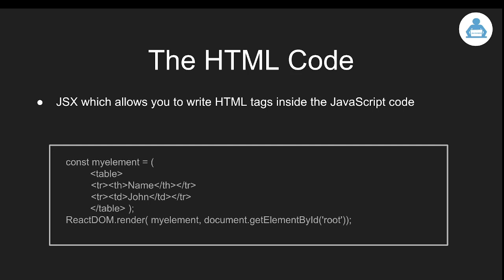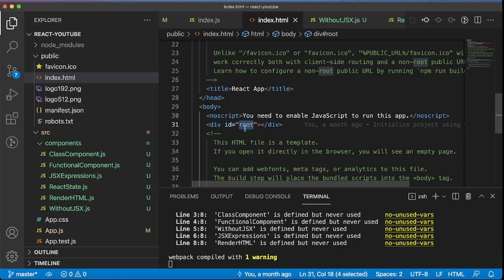The first argument is my element which is being rendered, and then we are using the HTML element, which is document.getElementById root. This will be rendered and matched with the value in the index.html page, and the value is root. So whatever is in root will be rendered over here.